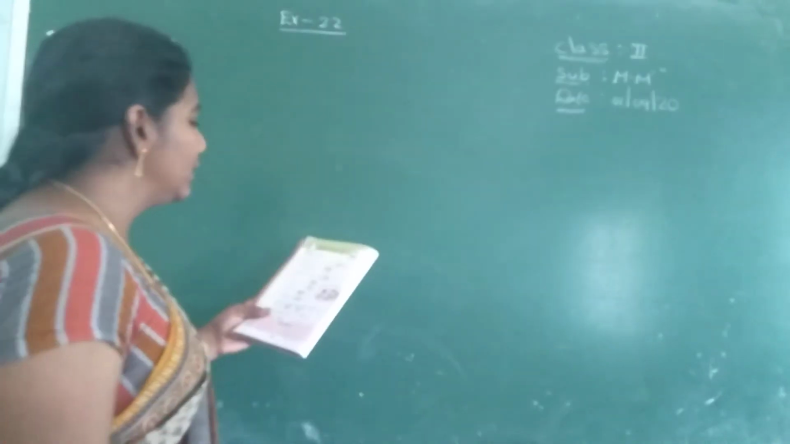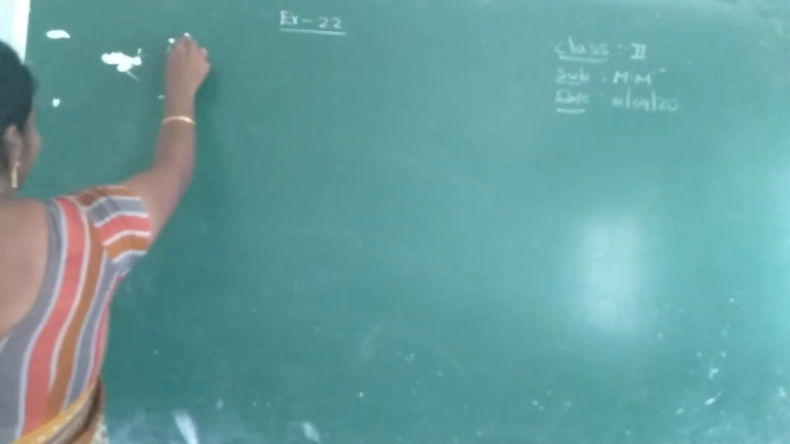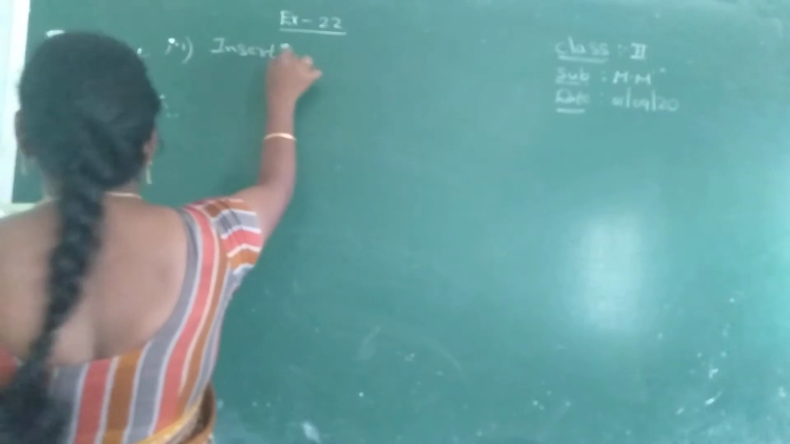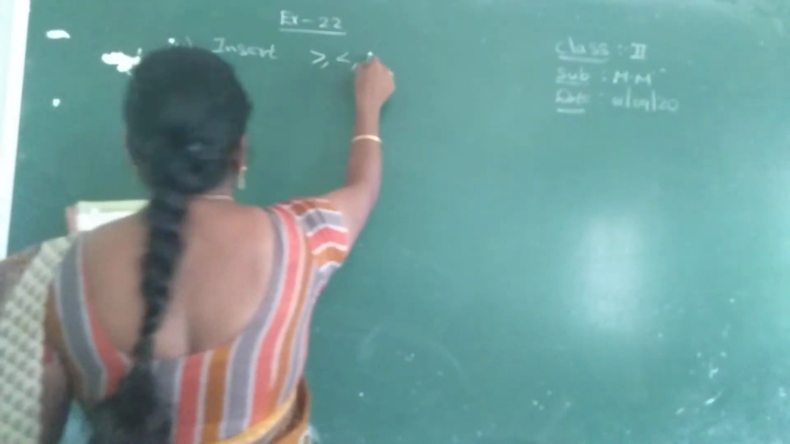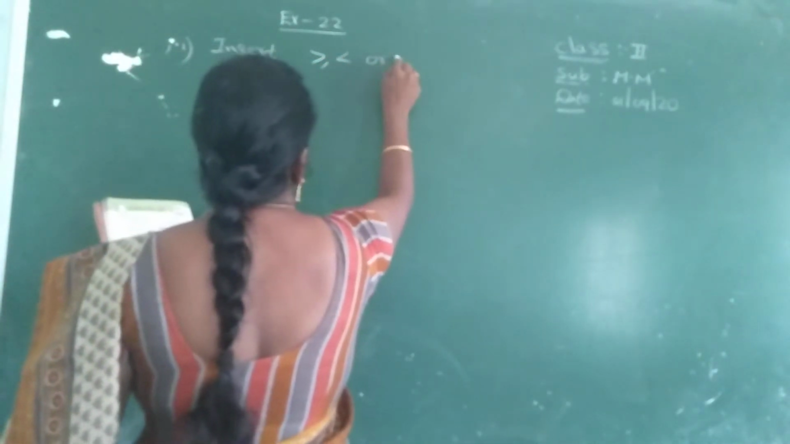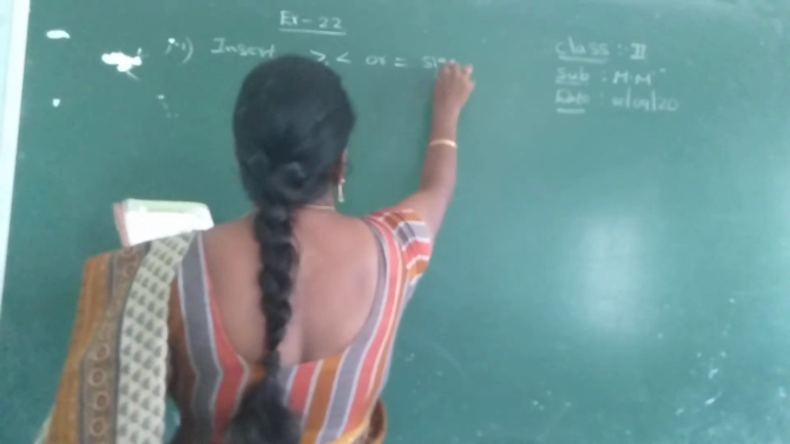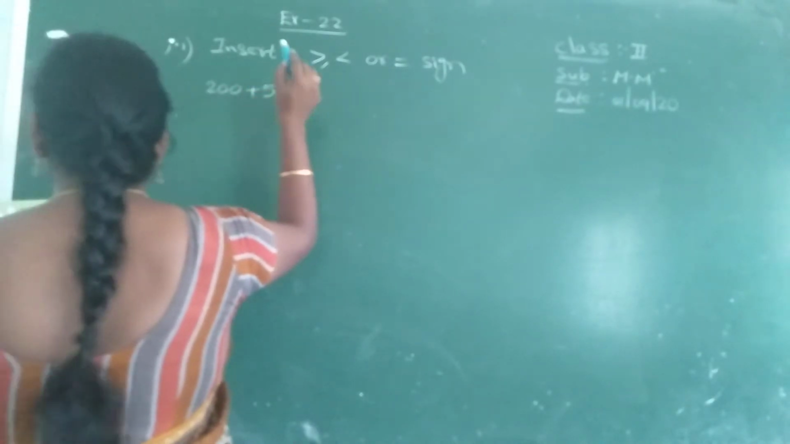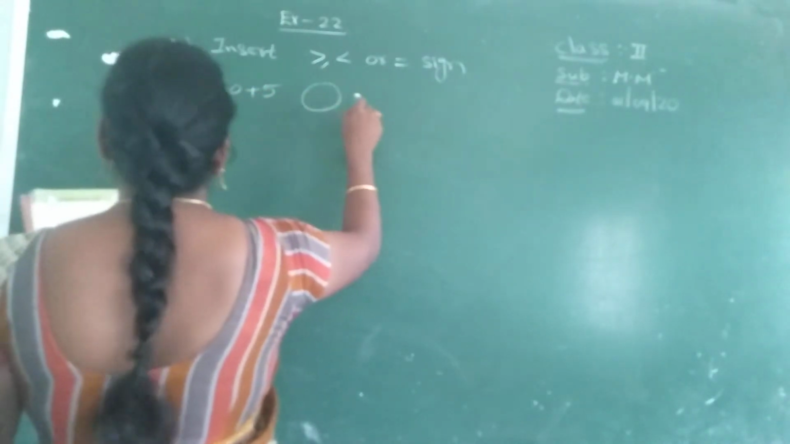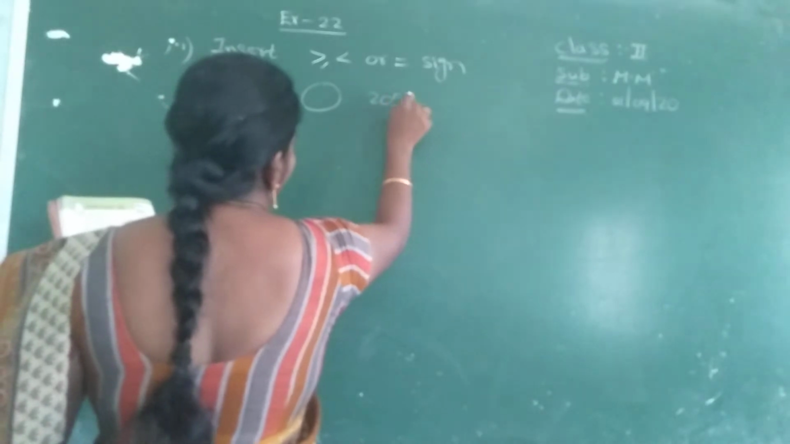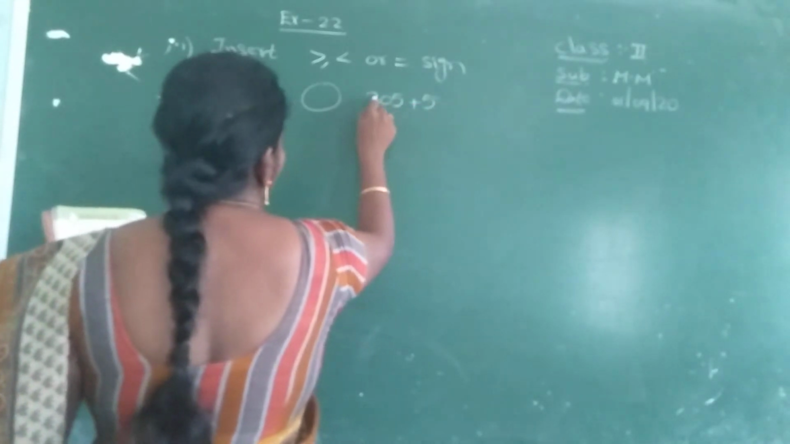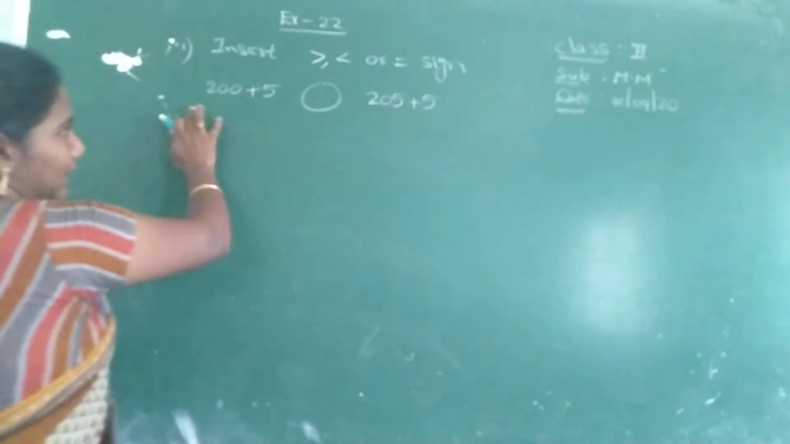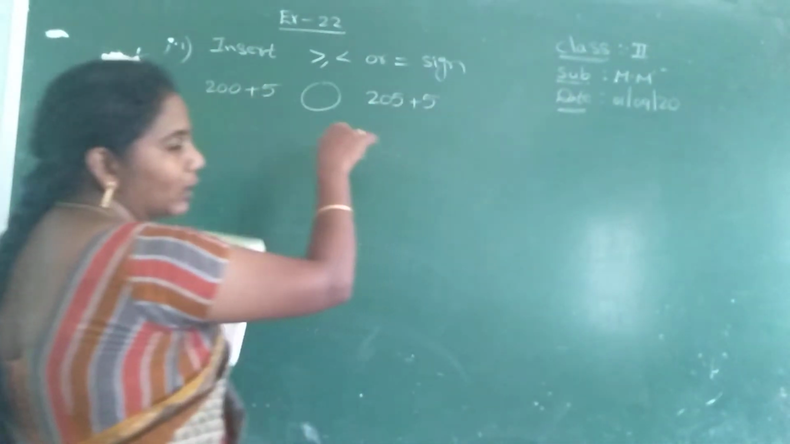Today I am going to start the 22nd exercise. First problem: insert greater than, less than, or equal to sign. Okay, the first given is 200 plus 5 and 205 plus 5. So you have to first add the left side and the right side. Then you have to compare.